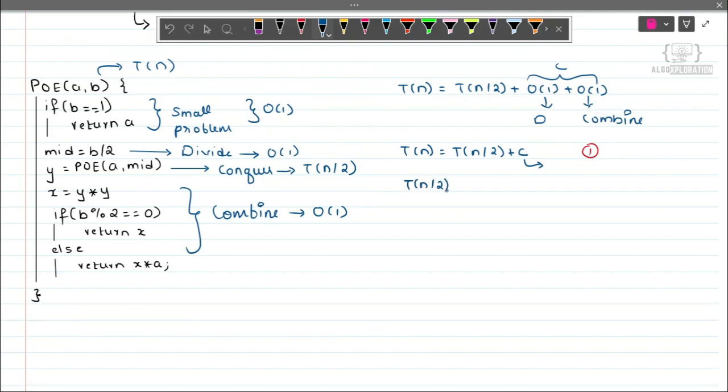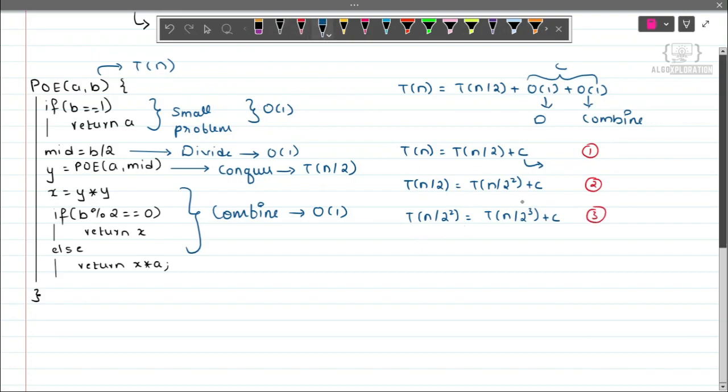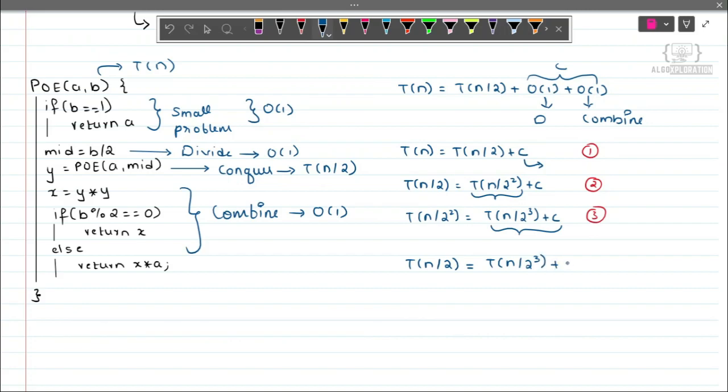T of n by 2 equals to t of n by 2 square plus c. T of n by 2 square will be t of n by 2 cube plus c. Now this will be second equation and this will be third equation. Now we will substitute the value of t of n by 2 square into this part. So it will be t of n by 2 equals to t of n by 2 cube plus c plus c. Similarly, we will substitute this part into this because t of n by 2, t of n by 2. Now that will be t of n equals to t of n by 2 cube plus c plus c plus c.